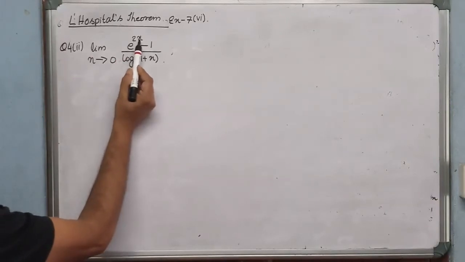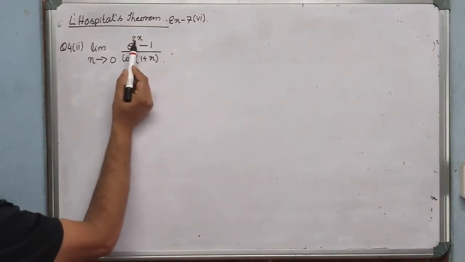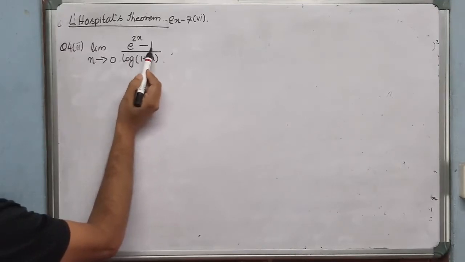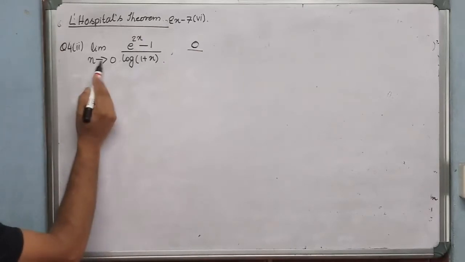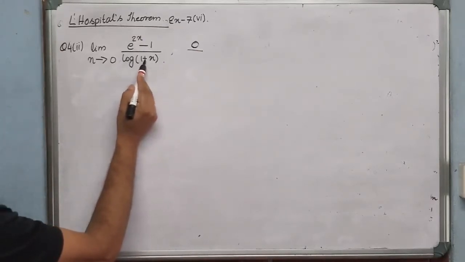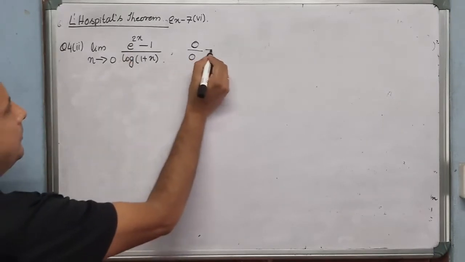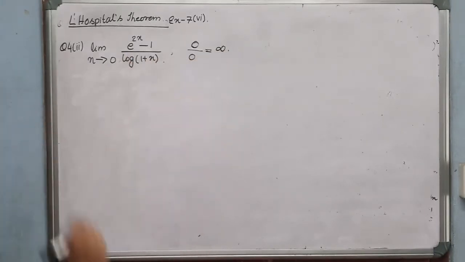In e to the power 2x, I'll substitute 0. 2 into 0 is 0, e to the power 0 is 1. 1 minus 1 is 0, with x tends to 0. In the denominator, log(1 plus 0) is log 1, and the value of log 1 is also 0. Now it is in the 0 upon 0 form, so the given expression is undefined.